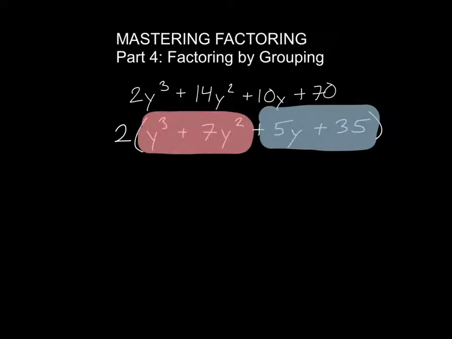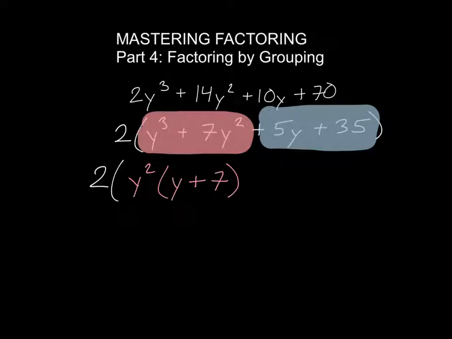So when we factor out the y squared, our polynomial will look like this. We still have the 2 on the outside. And in this group here on the inside, we have also found that y squared is a common factor, and we can factor that out, and we are left with a y plus 7 for our first group. We can do the same thing with the group in blue, 5y plus 35. What is the greatest common factor among those 2 terms?